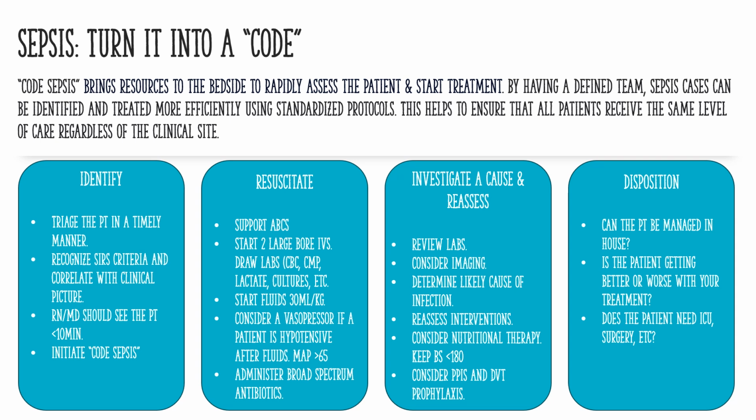Get those labs. Remember the lactate and the blood culture. Get that within 30 minutes. And then get your other labs, your CBC, your CMP, your liver panel, your coags, potentially a D-dimer. Get those repeat ABGs going. And again, consider a central line, especially if you think you're going to need to do vasopressors.